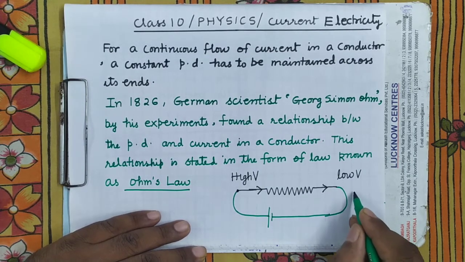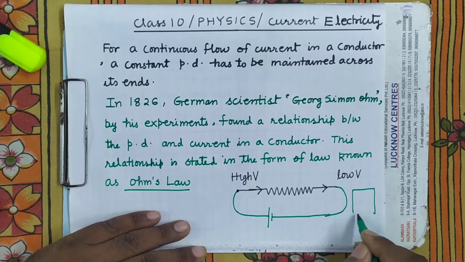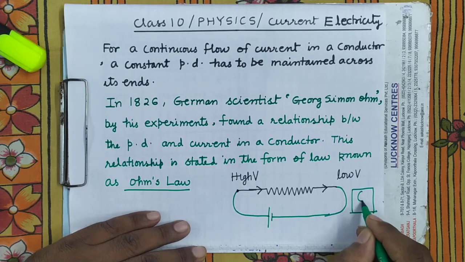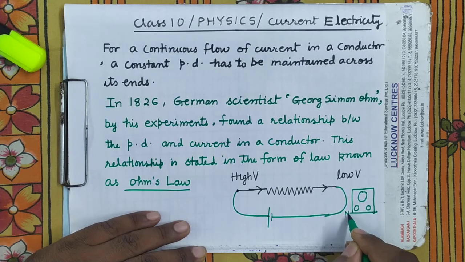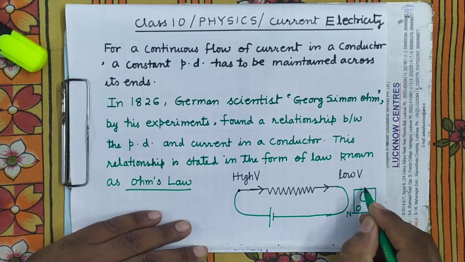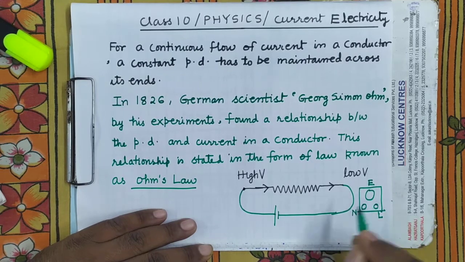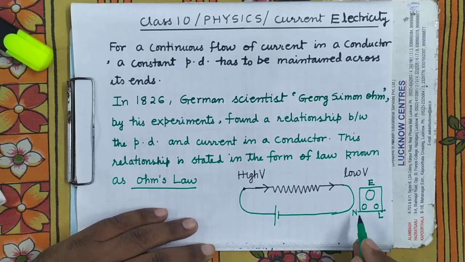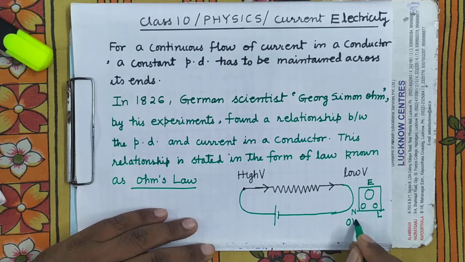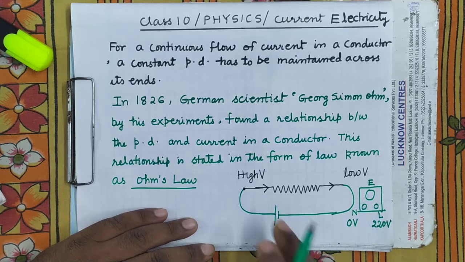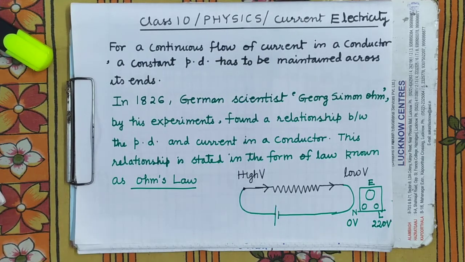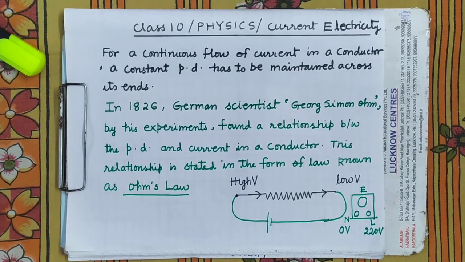You have seen in your houses there are sockets like this fixed on the board. This side is called neutral, this side is called live, and this is called the earth. Now if you fix this conductor here, one end at the neutral and the other end at the live, the neutral end is at 0 volt and the live end is at 220 volt. What will happen? A potential difference will be created and the flow of current will start.